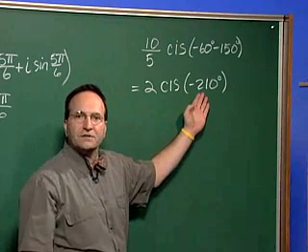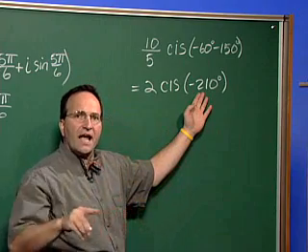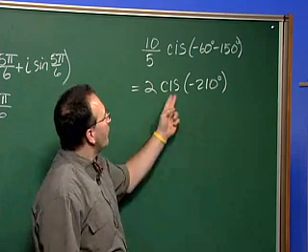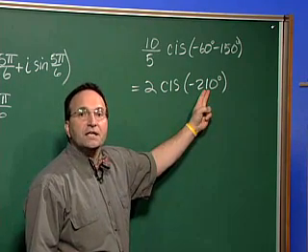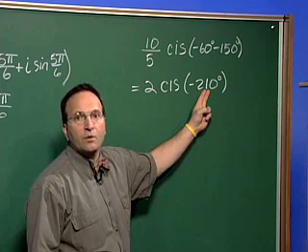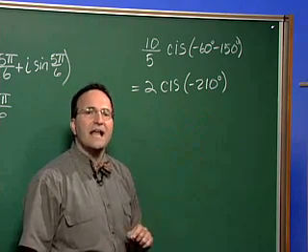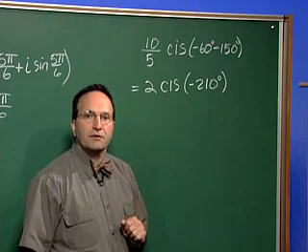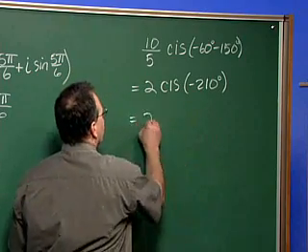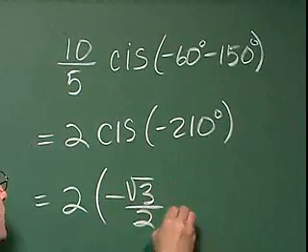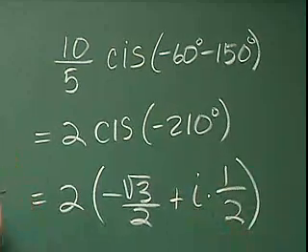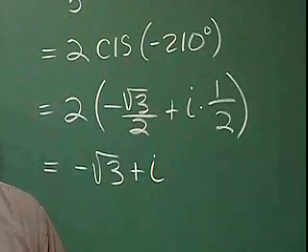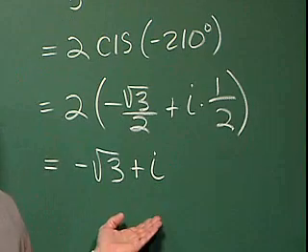Now, negative 210 degrees means we start at the positive side of the x-axis and go in this direction, and I'll go past 180 degrees, so I land in quadrant number 2. Therefore, the angle that's my reference angle is 30 degrees. Cosine will be negative, sine will be positive. The cosine of 30 degrees is equal to square root of 3 over 2. The sine of 30 degrees is 1/2. But remember, cosine will be negative. So what we have is 2 times (negative square root of 3 over 2 plus i times positive 1/2). Distribute, and I end up with negative square root of 3 plus i. And that would be my rectangular form of the original quotient.